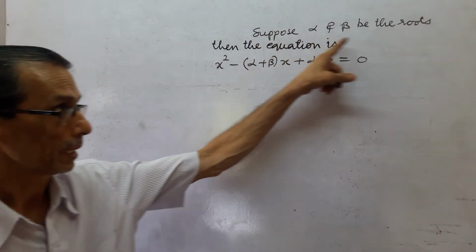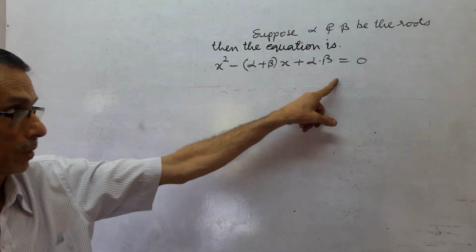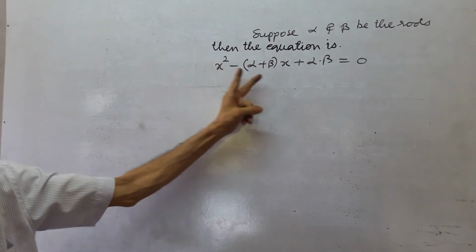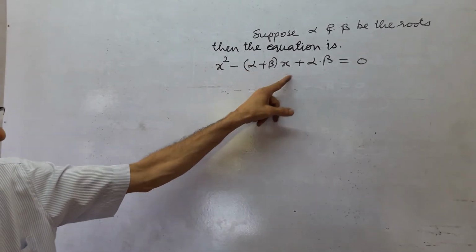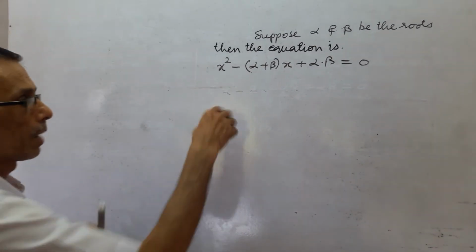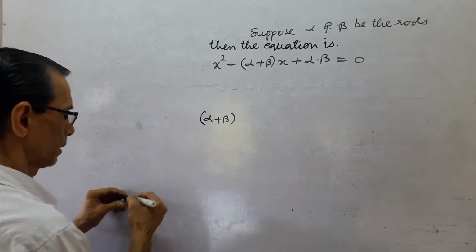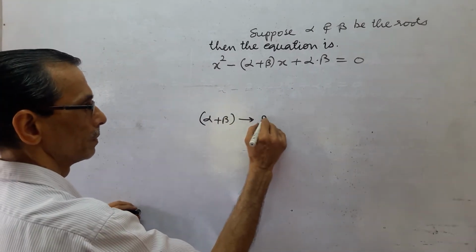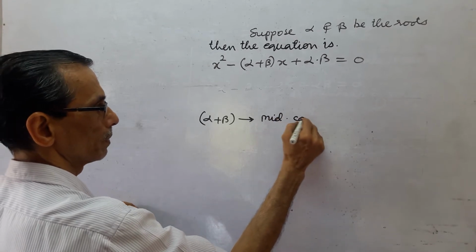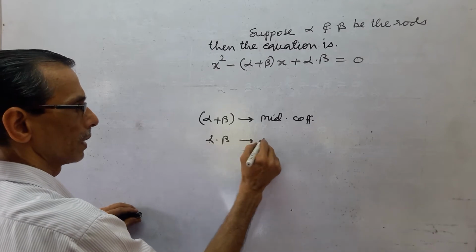If alpha and beta are the roots, if the roots are given, then we can write the equation this way: x square minus (alpha plus beta) into x plus alpha into beta equal to 0. That means if alpha plus beta is given, then this is the middle coefficient, and alpha into beta is the last coefficient.